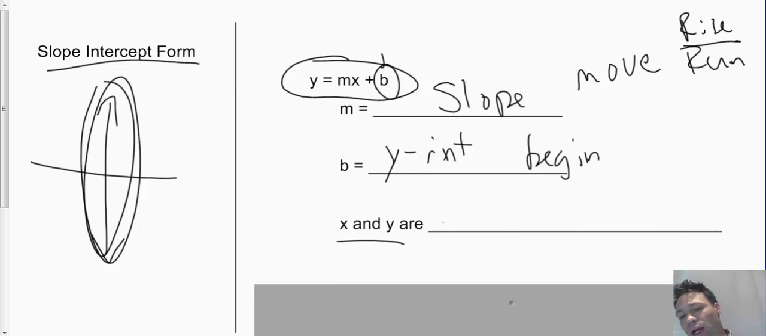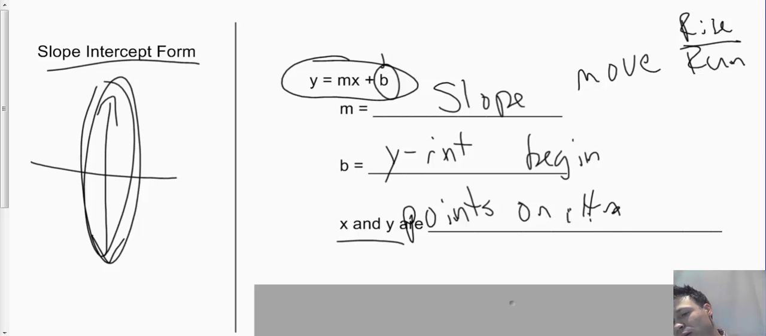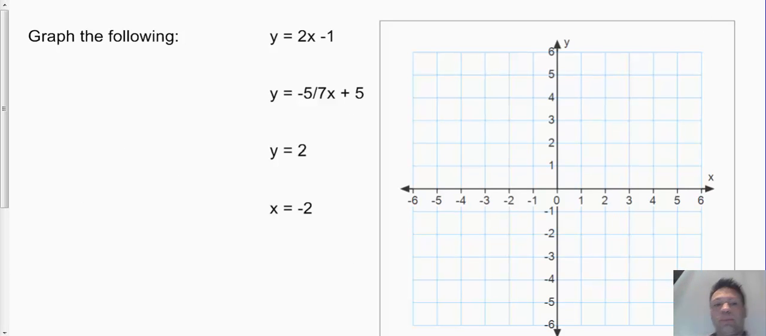X and y are points on the line. Points on the line. If you can't read that, I'm sorry, I don't know what's going on with my screen. X and y are points on the line. Alright, so let's figure out how we're going to use this here.